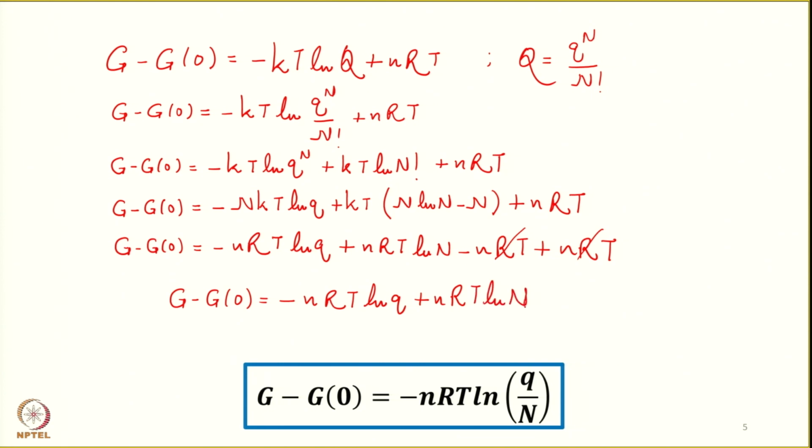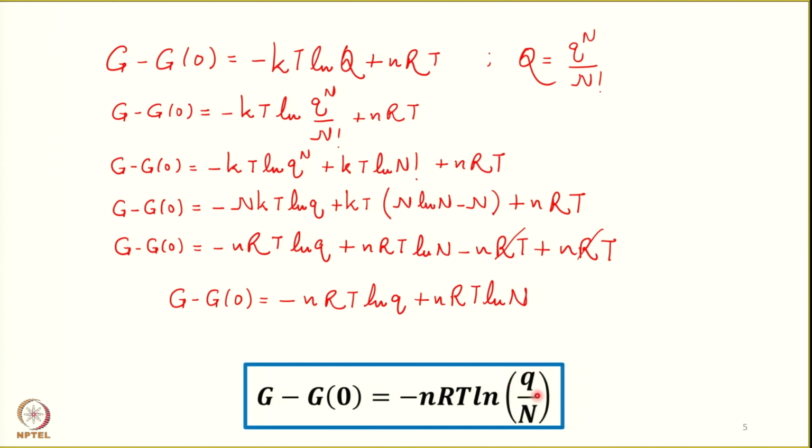I will take minus nRT as common, and once you take that as common, you have this expression: G minus G0 is equal to minus nRT log Q by N. It is worth noticing here that we started with Gibbs function in terms of canonical partition function, and when we end up connecting with the molecular partition function, what we have in the expressions is number of moles, gas constant, temperature, molecular partition function, and the total number of molecules, atoms or particles.